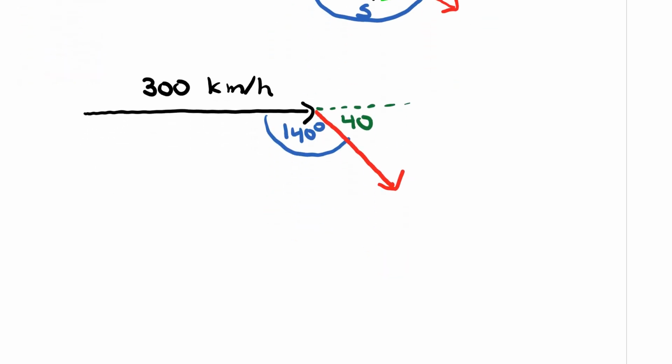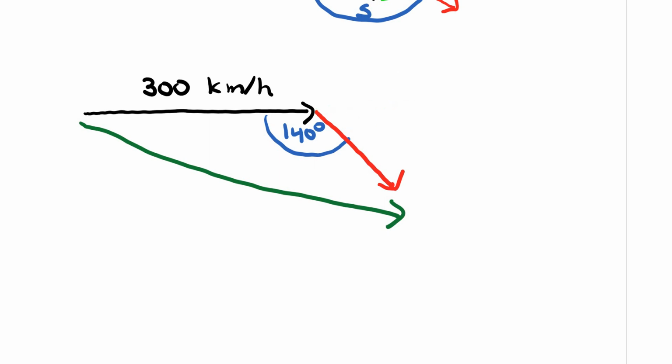In order for us to complete this vector diagram, we're going to draw the resultant vector like that, connecting from head to tail. Let me finish off labeling this diagram here. We have the 300 kilometers per hour, and this is going to be 60 kilometers per hour.